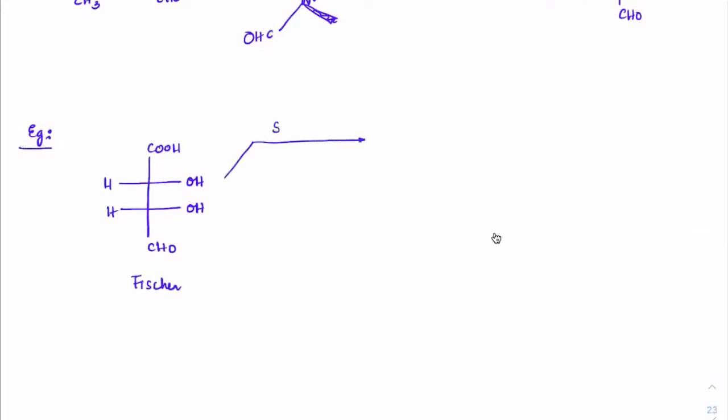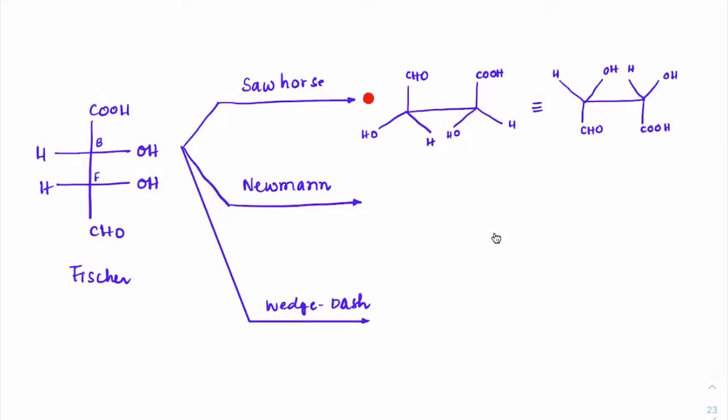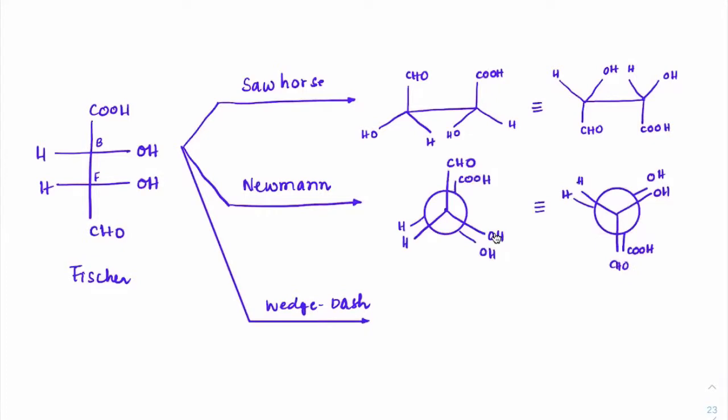Okay, so let us take one example. Suppose you have COOH, CHO, OH, OH, H and H. So this is the Fischer projection. I want all of you to first draw the Sawhorse. Either you can represent it in this form or this form, anyway is correct. Newman is pretty simple, okay?